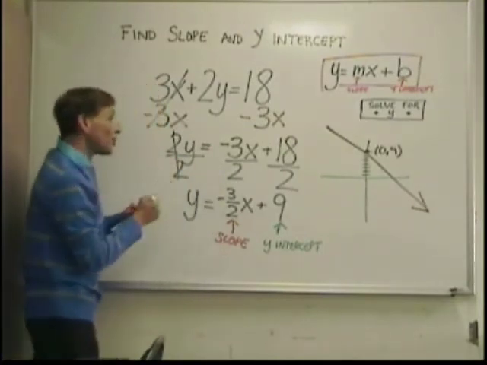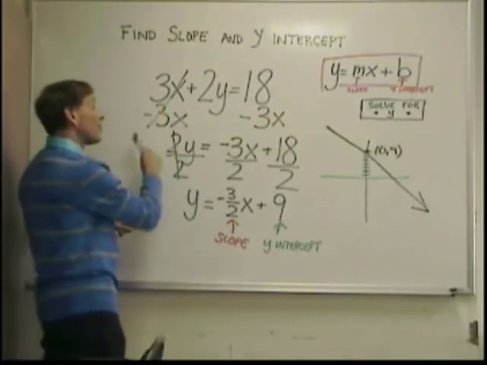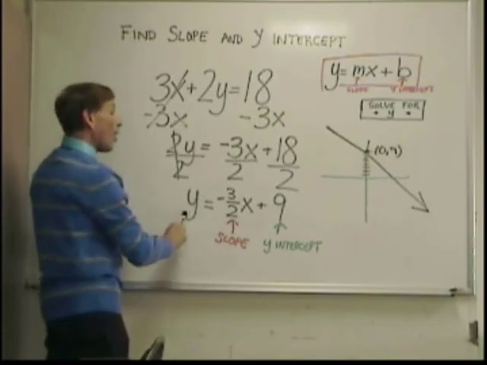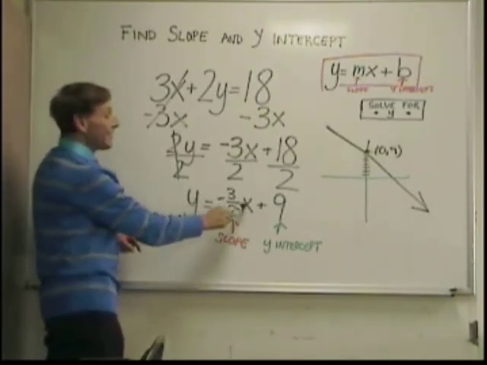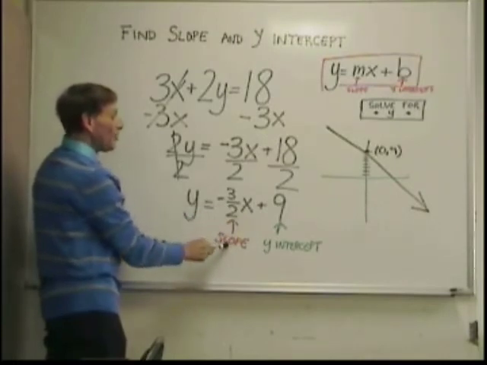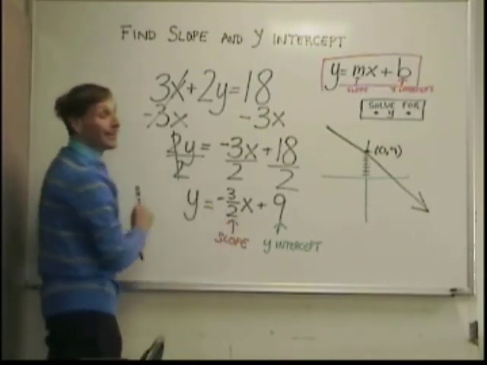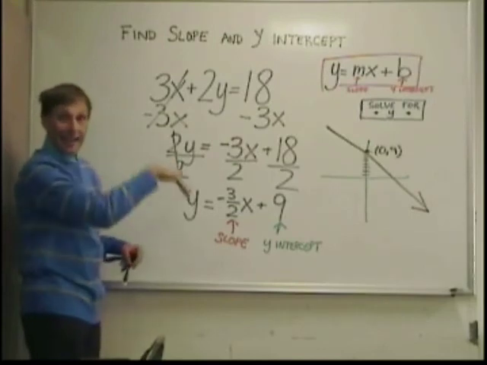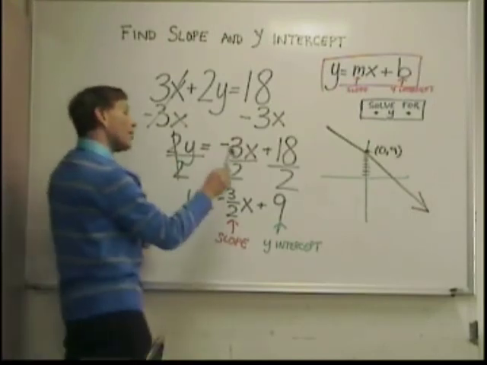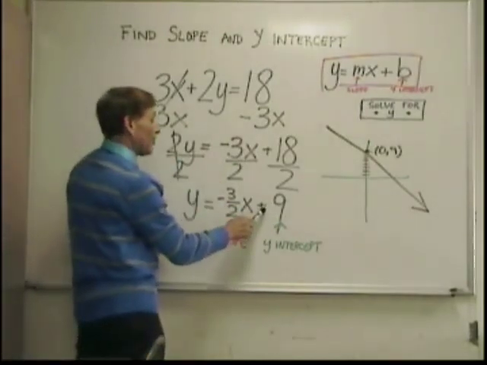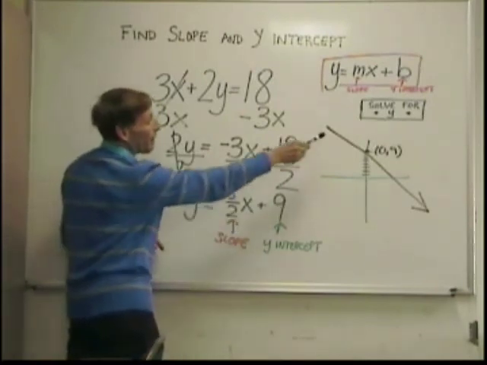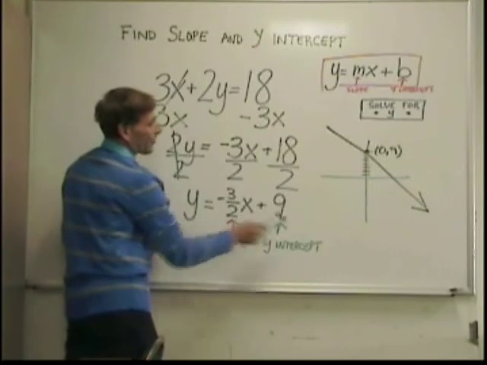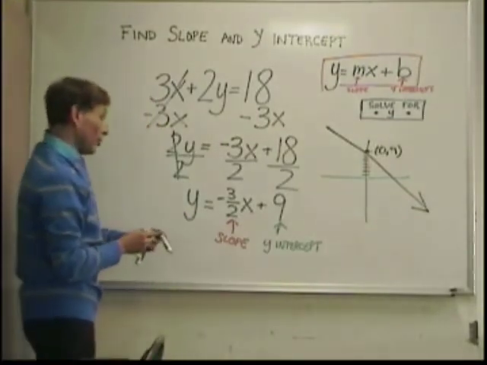So, to review, our steps are like this. I first solve for y. I get y by itself. When I do that, the number next to the x is my slope. Negative 3 over 2 in this case is my slope. It's a negative slope. And my y-intercept is the number, plus or minus, at the end, in this case positive 9, a positive y-intercept.